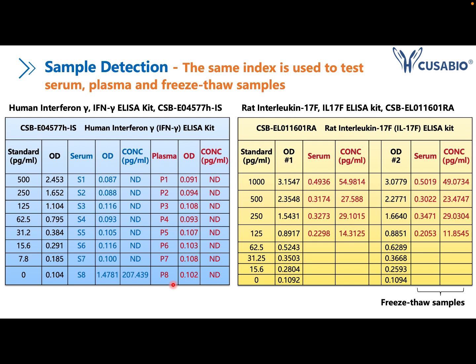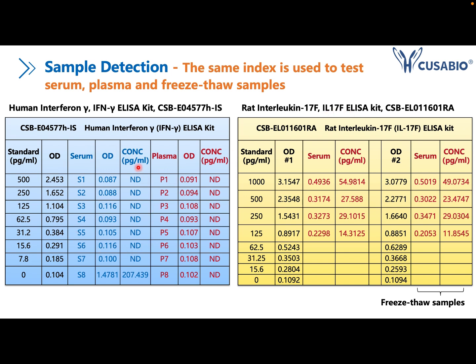Okay, then the next case is to show you that there will be a slight difference between the original sample and the freeze-thaw samples. So the effect comes from the repeated freezing and thawing. We have two CUSABIO ELISA kits here. One is the human interferon gamma kit. The other one is the IL-17F ELISA kit.